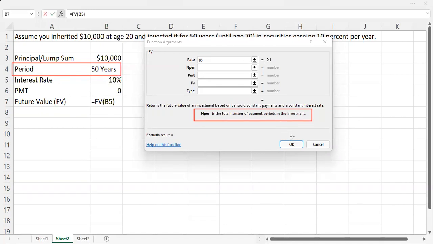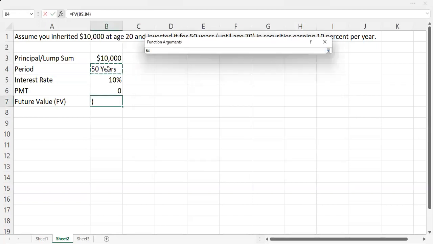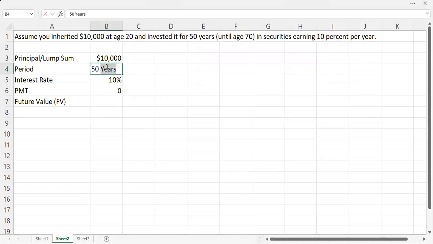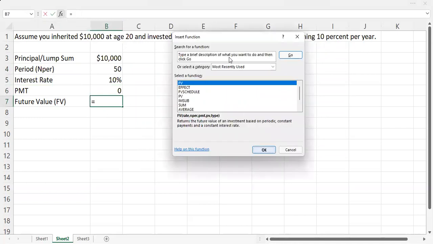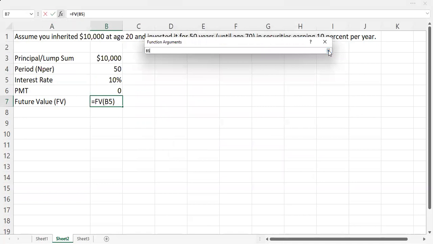The NPER is 50. Although I made a mistake. Just remove the text there so that the spreadsheet can calculate the value. So do not make the same mistake as I did, which was including the years. Make it clearer, this is your NPER. Okay, let's do that again. We have done the interest rate already. Your NPER is 50.